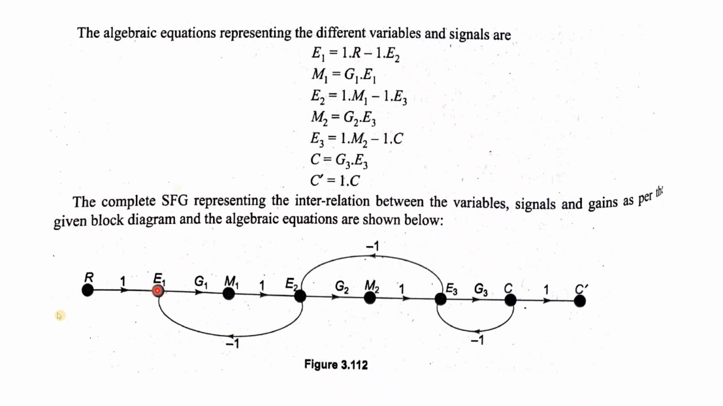Suppose R, E1, M1, E2, then again E1. No, this is not called a path, because where you start, it will not end at that point, and in between it will not repeat. A forward path only goes R, E1, M1, E2. So this is also a path, E1, M1, E2. But if you consider E1 again, it will not be considered a single path.